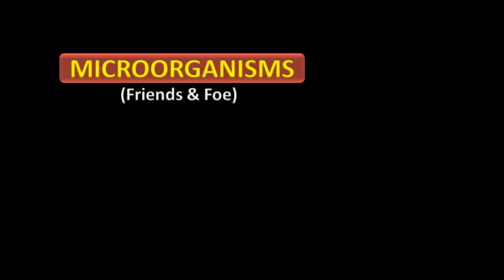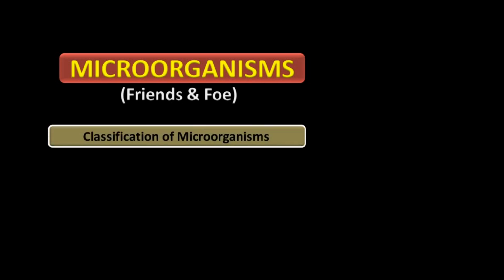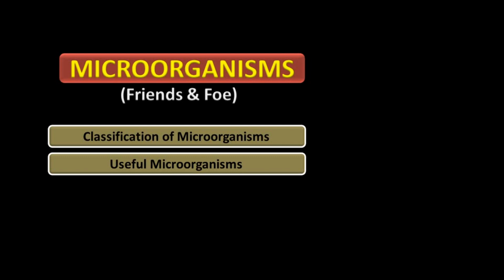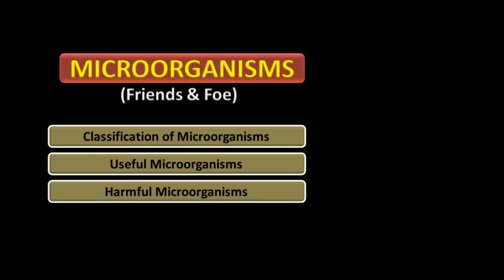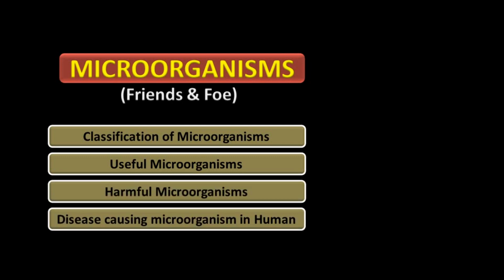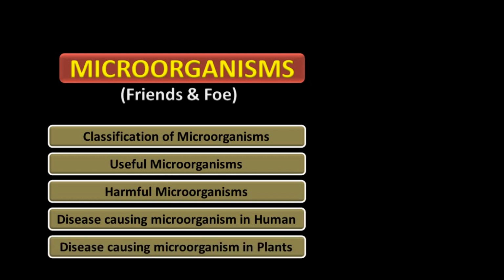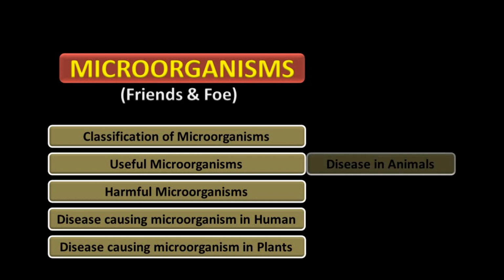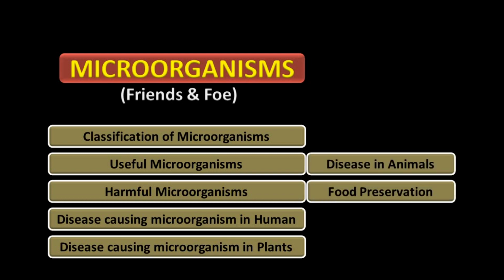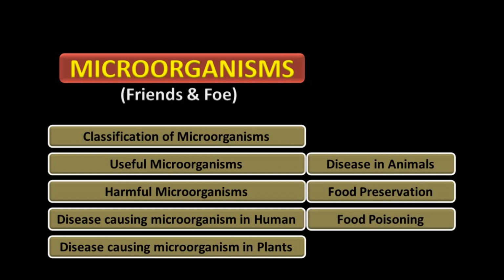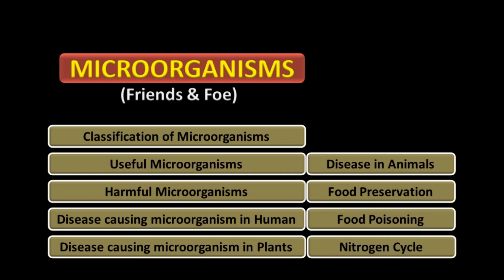In this chapter, we are going to learn classification of microorganisms, useful microorganisms, harmful microorganisms, disease causing microorganisms in human beings, disease causing microorganisms in plants, disease in animals, food preservation methods, food poisoning and the nitrogen cycle. Let's see classification of microorganisms.